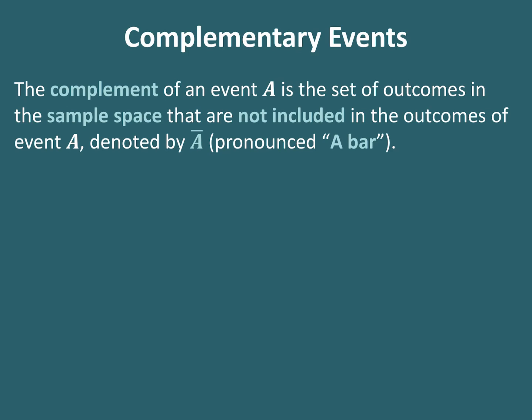Complementary events. The complement of an event A is the set of outcomes in the sample space that are not included in the outcomes of event A. This is denoted by A bar.